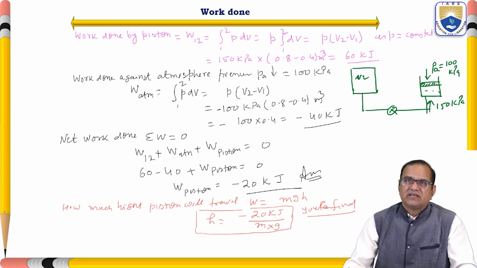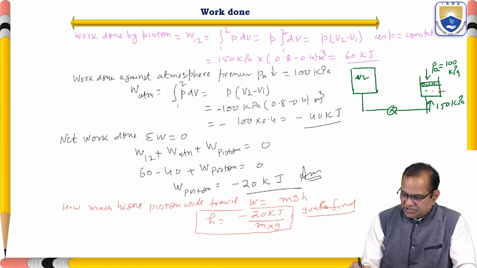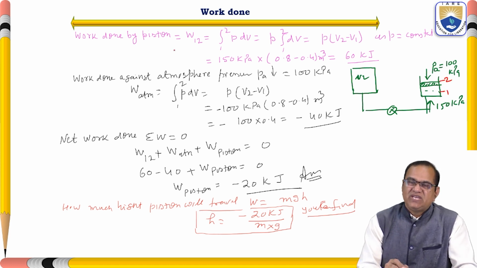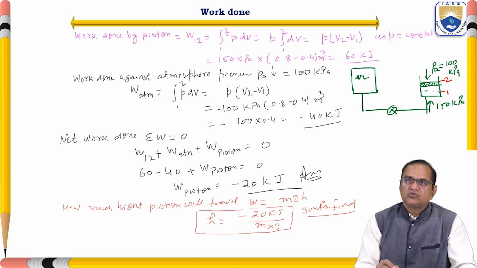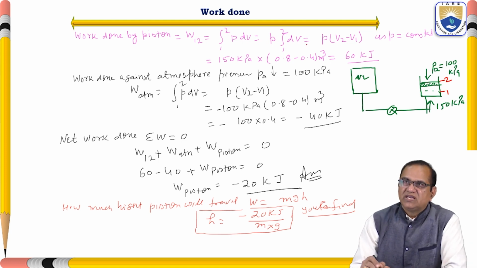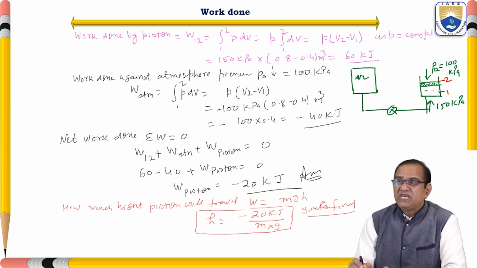Work done by the piston. So 1 to 2. This is the 1 and this is the 2. So it is PdV. Work done from 1 to 2 is equal to the integral from 1 to 2 of PdV. This is equal to P times the integral from 1 to 2 of dV, which is P times (V2 minus V1). Here P is a constant.